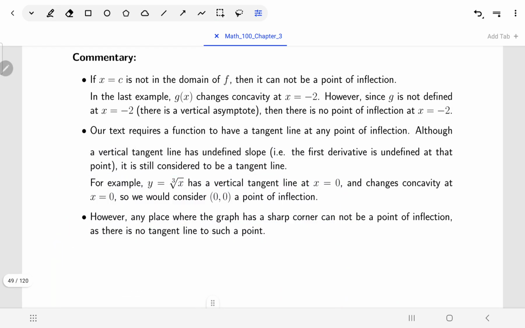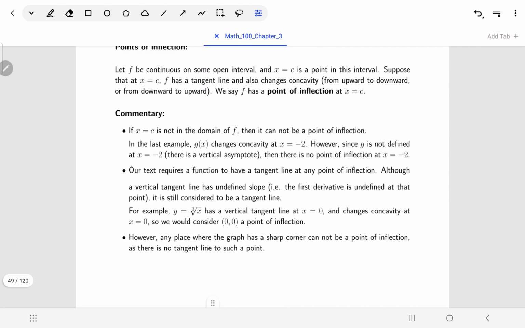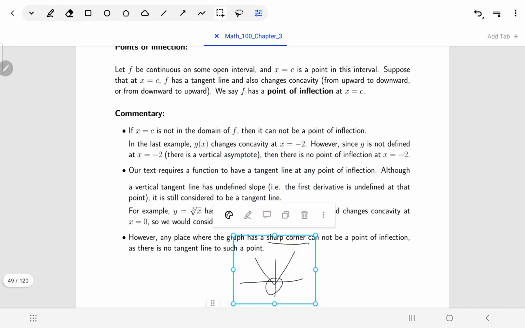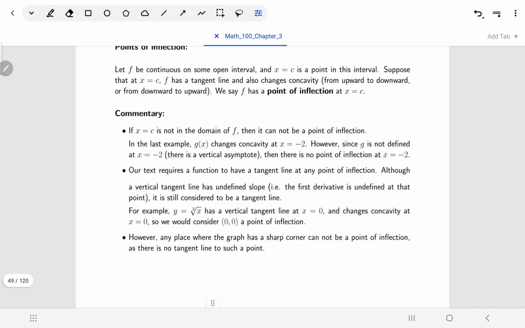Needing a tangent line means that there's lots of places where we couldn't have a change in concavity, and that's any place that's a sharp corner, so something like y equals absolute value of x. At that point, we know that there's no derivative, and there's no derivative because there's no tangent line, not because we've got a vertical slope. So at a sharp corner, you couldn't have a tangent line, so that would be a place where you don't have a point of inflection.